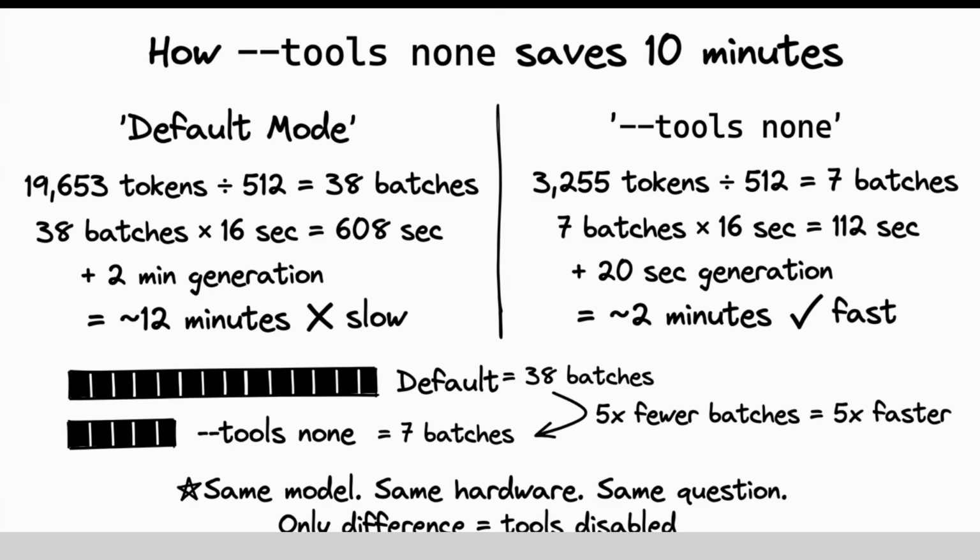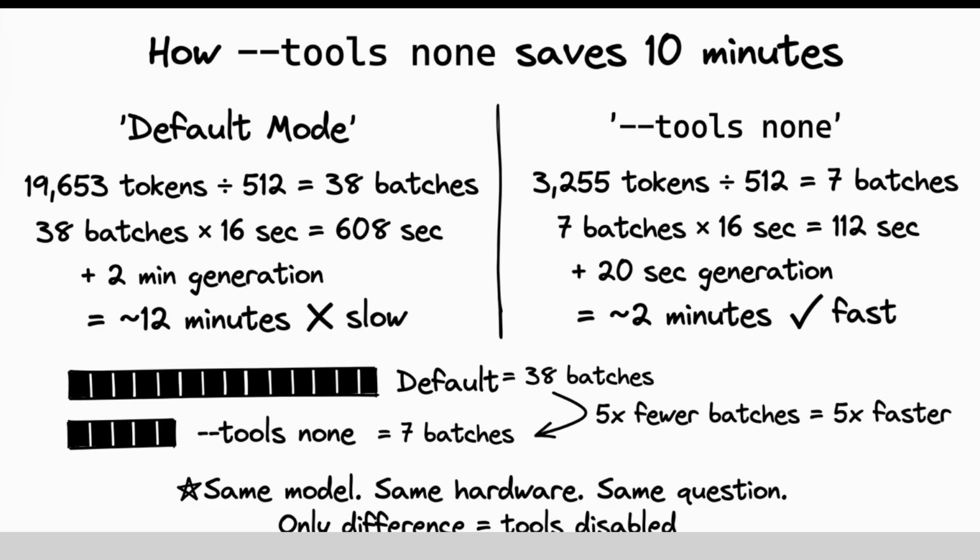Around 5x fewer batches equals 5 to 6x faster. Same model, same hardware, same question. The only difference is tools disabled. Since Claude can actually do things like read files, write files, and run commands, every tool needs a full instruction manual baked into every single request. More capability equals bigger instructions.